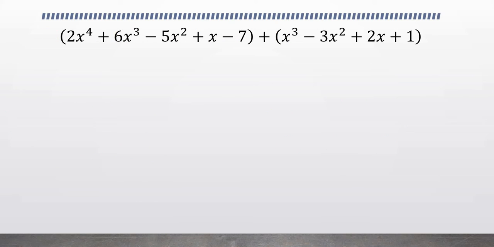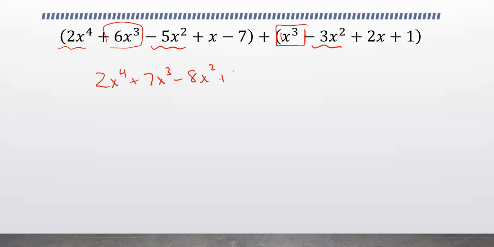So here's another one. I want you to try this on your own and then come back to the video. All right, we have one term with x to the fourth, and I'm going to use the horizontal method here. Then I have two terms that are x cubes. 6 plus an understood 1 is 7. I've got two terms that have x squareds in them. Negative 5 plus negative 3 is negative 8. An x and a 2x, that's 3x. And negative 7 plus 1 is negative 6.